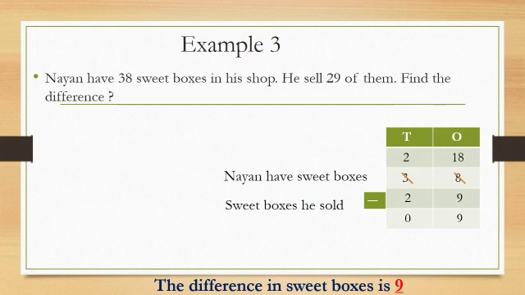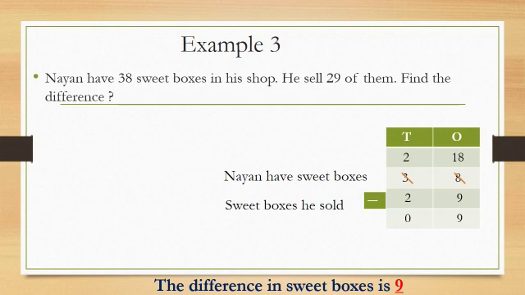Example 3. Let me read the question. Nayan has 38 sweet boxes in his shop. He sells 29 of them. Find the difference. So, the question is find the difference. Here, this phrase difference tells us to do subtraction. We need to find out the difference of 38 and 29.